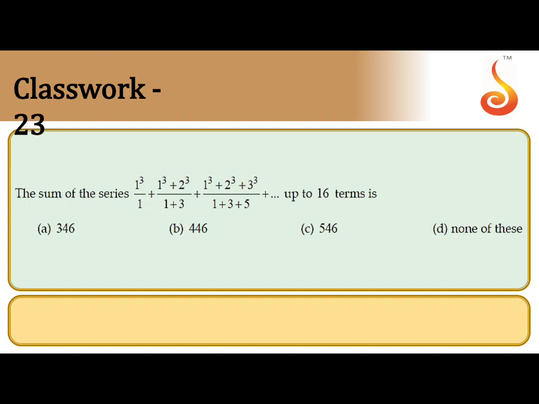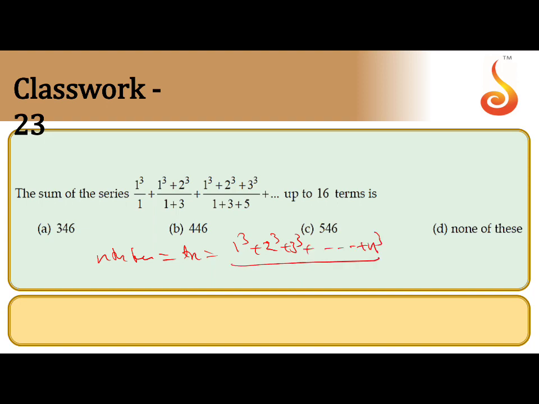So to find the sum of any terms, first we want the nth term. We want to find the nth term of the series. Nth term is Tn. Observe the series. First term 1 cube. Second term 1 cube, 2 cube. Third term 1 cube, 2 cube, 3 cube. Like that, nth term is 1 cube, 2 cube, 3 cube and so on up to n cube.